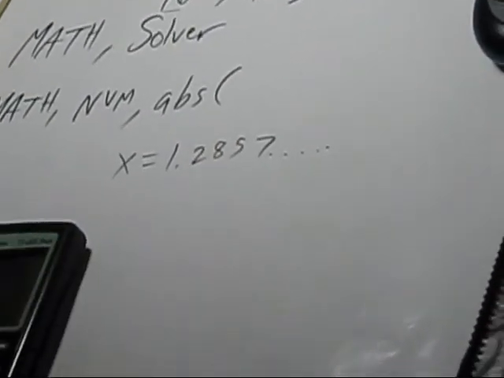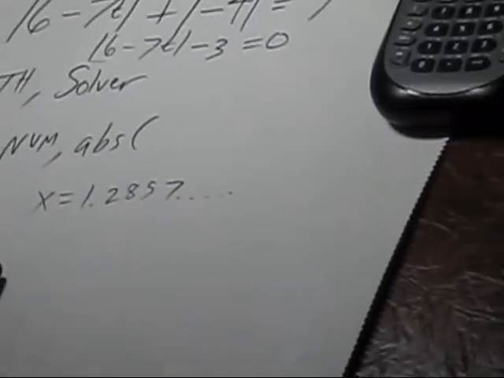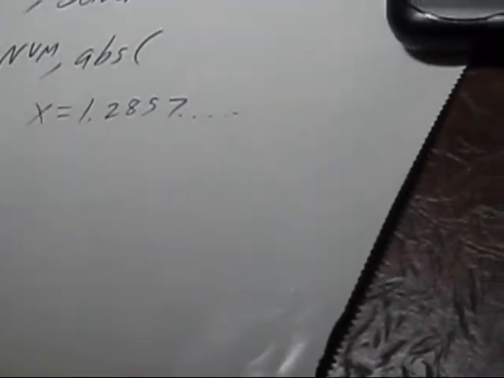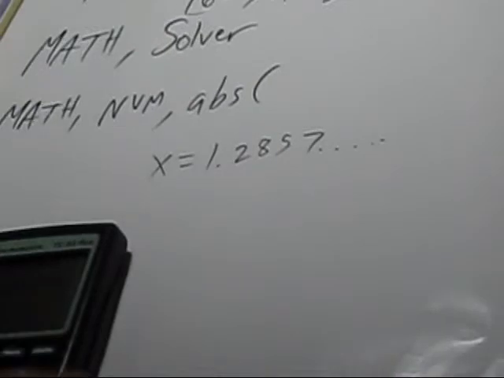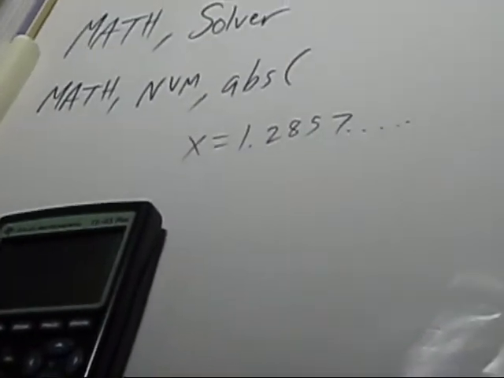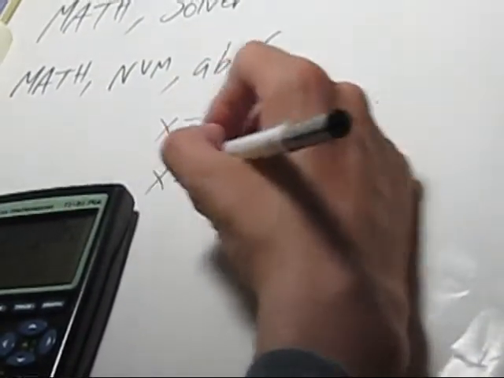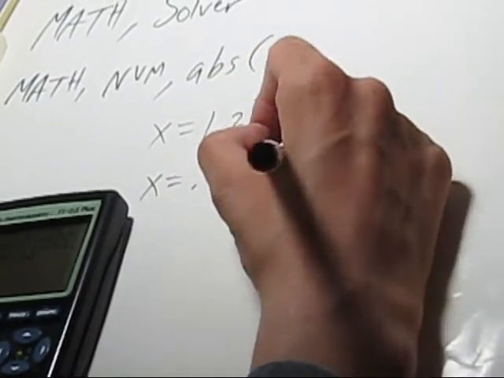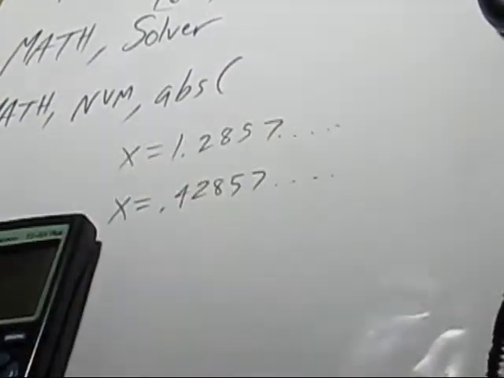Okay, let's do it again. Don't change the equation. Let's just change our x equals, so the initial x guess, to a 0, and hit the solver again. And now it says x equals 0.428571. Okay, which one's right?